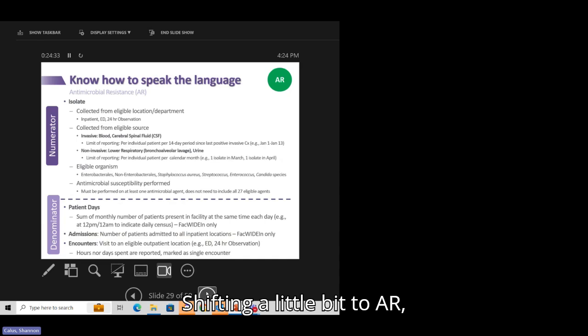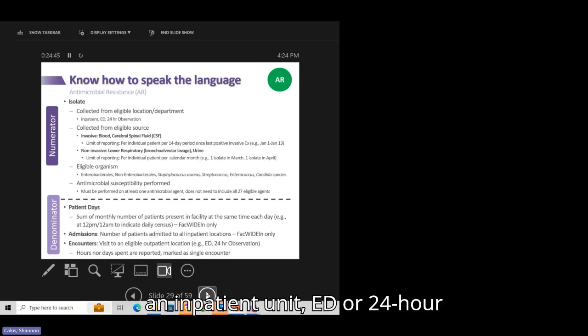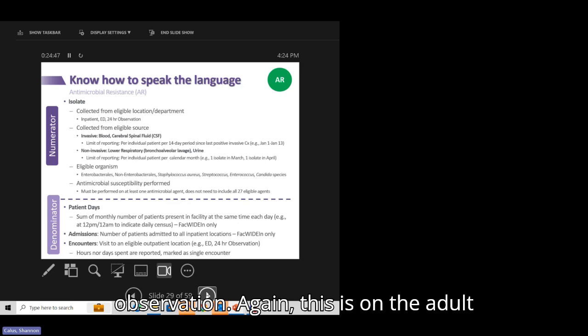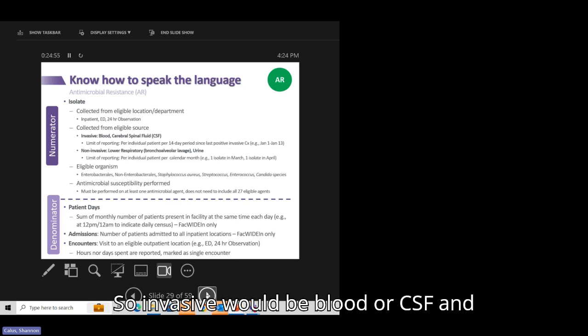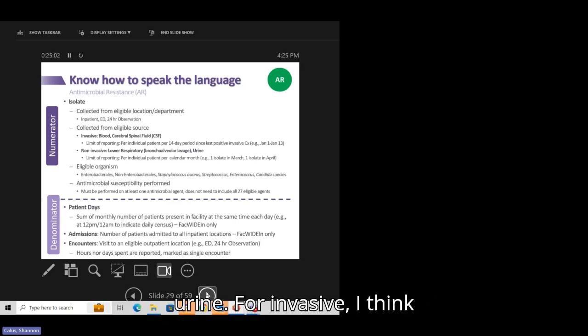Shifting a little bit to AR. In terms of the numerator, we look at the isolate, and the isolate must meet the following criteria. It must be in an eligible location or department, so it's got to be an inpatient unit, ED, or 24-hour observation. Again, this is on the adult side. It has to be an eligible source. This is broken up into invasive, which would be blood or CSF, and non-invasive, which would be lower respiratory, a BAL, or urine.